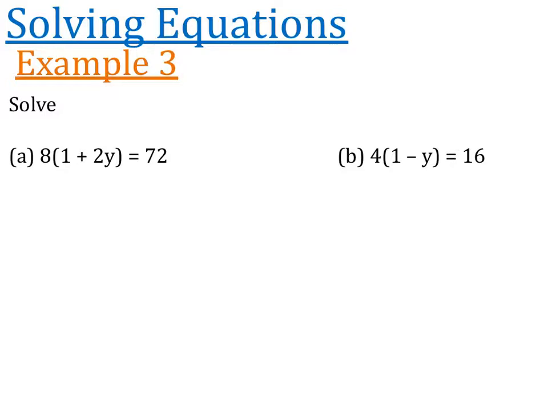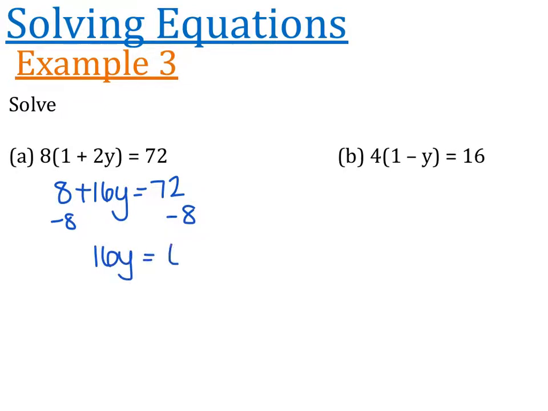So this time we're solving for y. We're going to start by expanding the brackets. And we've got 8 plus 16y is equal to 72. A lot of people seem to get freaked out when they see the letter in the middle of everything. Don't worry about that. So we're going to subtract 8 from both sides. 16y is equal to 64. And then we're going to divide both sides by 16.